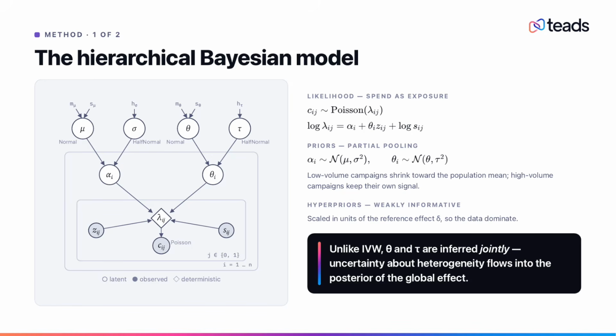The priors induce partial pooling. Alpha i and theta i are drawn from normal population distributions. Low-volume campaigns shrink toward the population mean, while high-volume campaigns keep their own signal. Hyperpriors are weakly informative, scaled in units of the reference effect delta. The key difference from inverse-variance weighting is that theta and tau are inferred jointly, so uncertainty about heterogeneity flows into the posterior of the global effect.